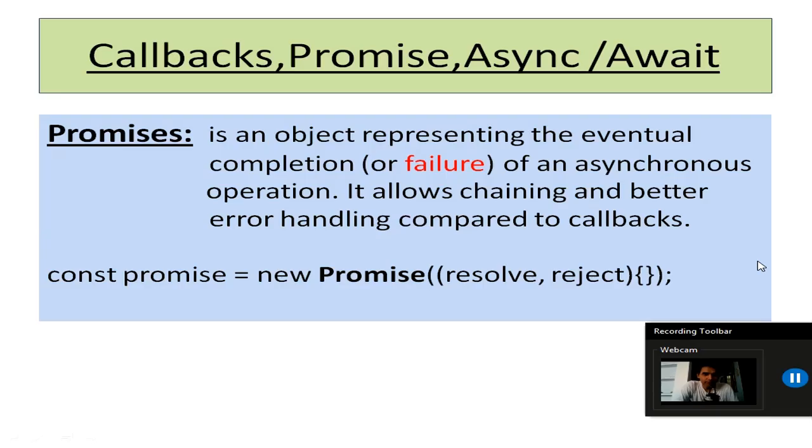Alright guys, so here is the definition for promises. So let us read it. Promise is an object, okay, representing the eventual completion or failure of an asynchronous operation. Okay, it allows chaining and better error handling compared to callbacks. So as I have told you earlier, promises are better than callbacks.